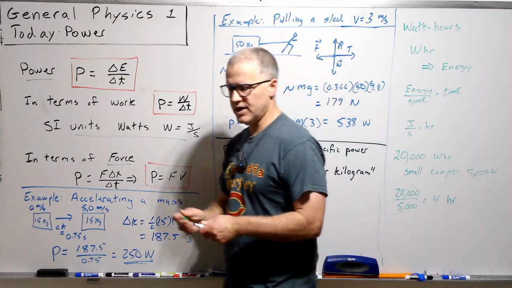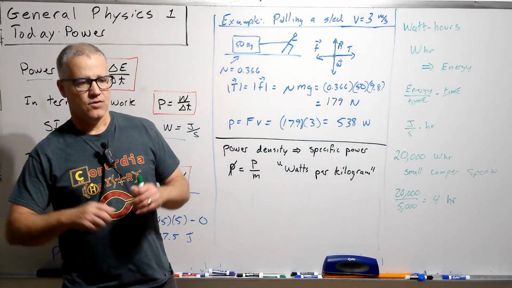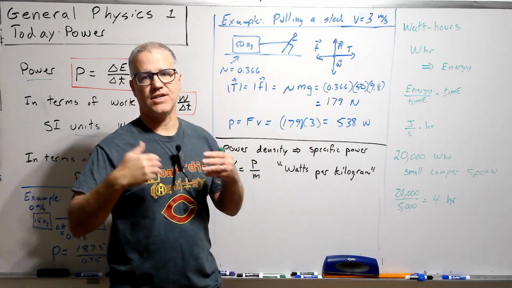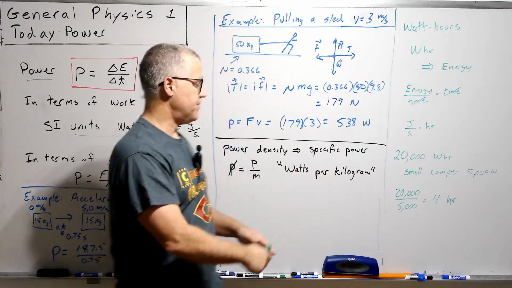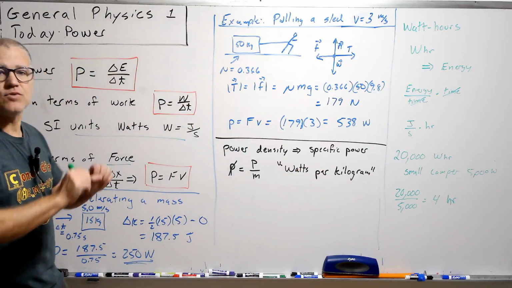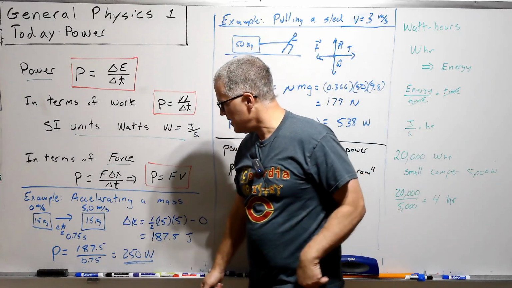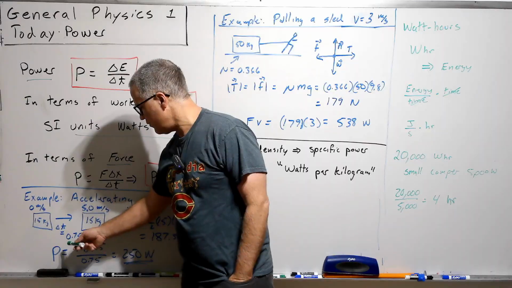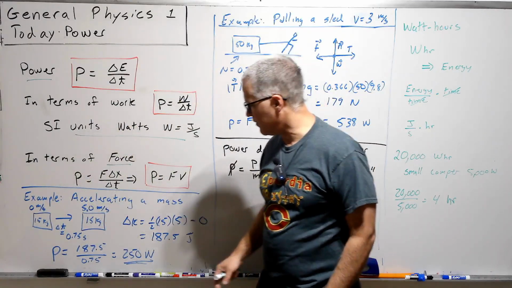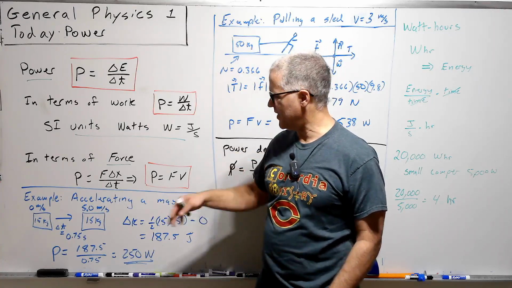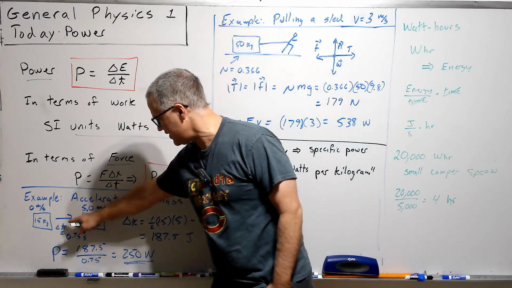Okay, let's look at an example here of accelerating a mass. We're going to push a mass, accelerating it from rest to 5 meters per second, and then we'll let it go. So we're just going to push it until we get it to 5 meters per second, and let's say we do that over 0.75 seconds. So obviously that wouldn't be us. Some kind of machine is pushing this mass.